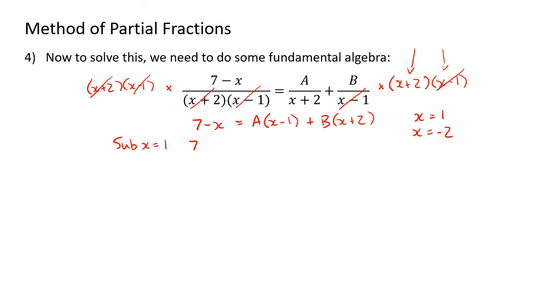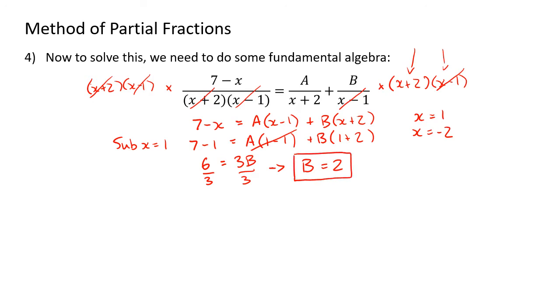If I do that, I get 7 minus 1 equals a times 1 minus 1 plus b times 1 plus 2. You can see here, by substituting in 1, we're removing this whole factor because we're left with 1 minus 1, which is 0. So a is now gone. We have 7 minus 1, which is 6, and that now equals 3 times b. That's just adding up the 1 plus 2. Solving for this, we divide both sides by 3, and we get that b is equal to 2. Okay, so we know that b is 2.